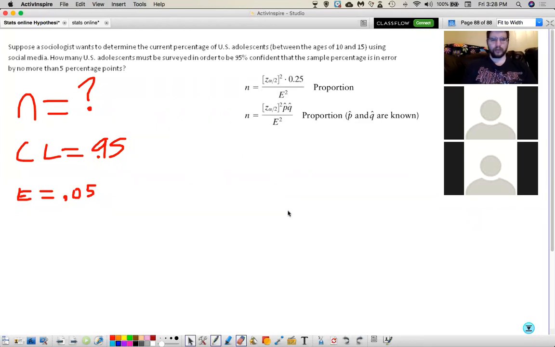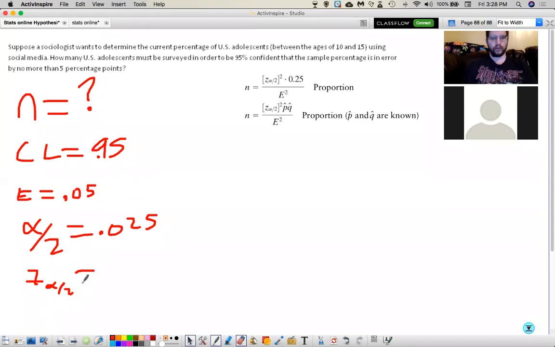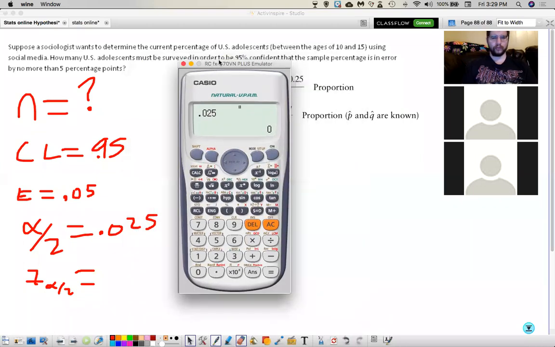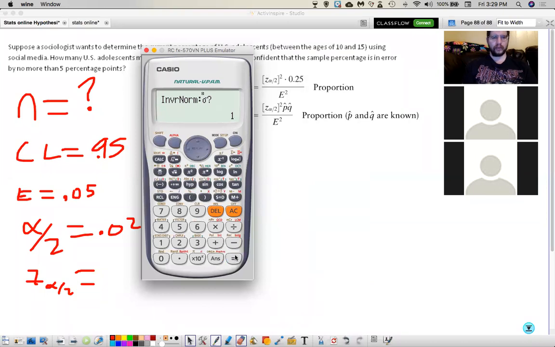So just type in the numbers. Z of alpha over 2. Alpha over 2 is 0.025. Confidence level is 95%, 1 minus that, cut in half, is 0.025. Z of that, you can use an inverse norm on the TI or the Casio. Mode, distribution, number 3, just an inverse normal of that 0.025. Standard deviation and mean are left alone. We get 1.96.